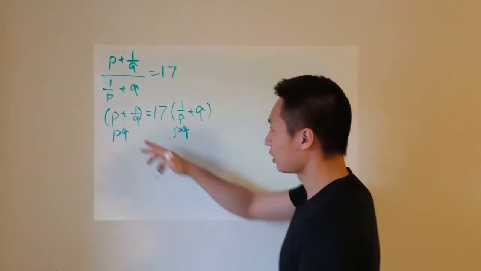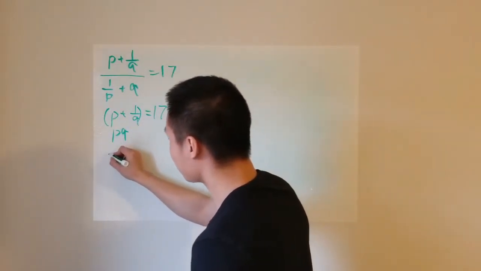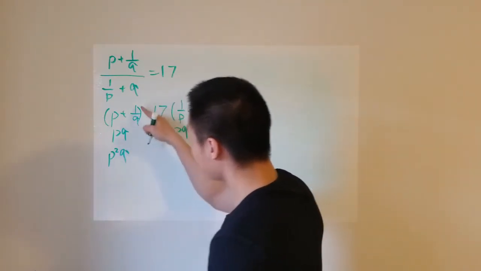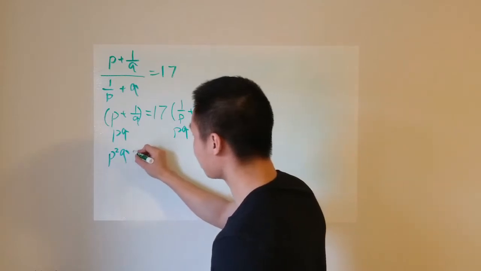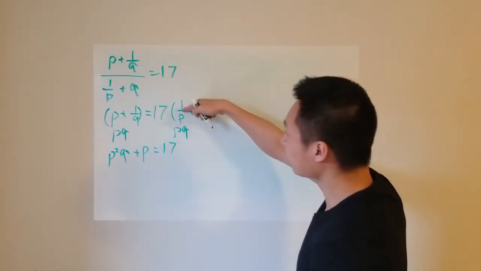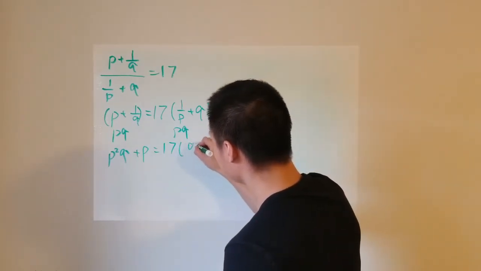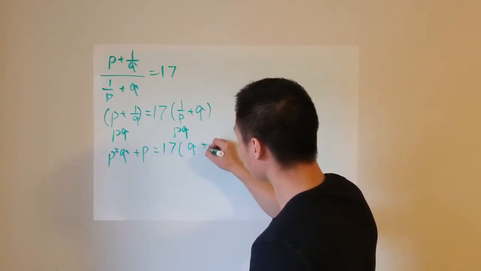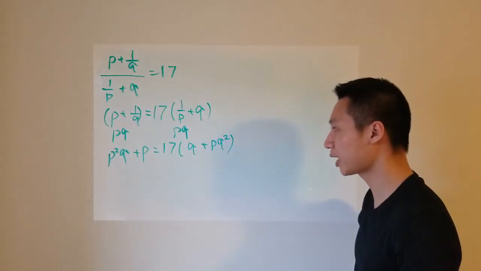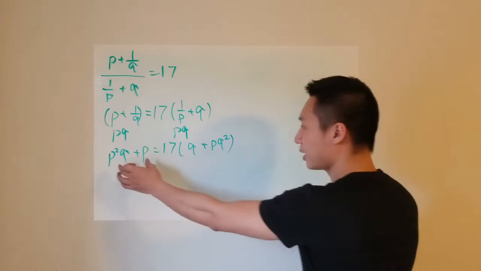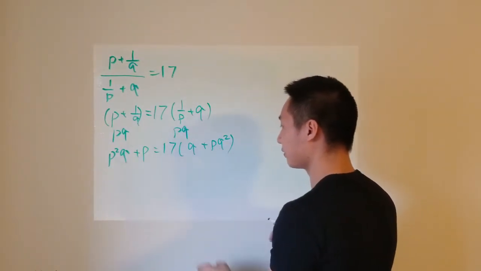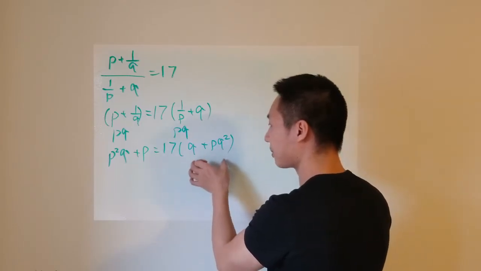So let's do that. p times pq becomes p squared q. 1 over q times pq becomes p. 17 stays. 1 over p times pq becomes q. q times pq becomes p q squared. Okay, well, actually, this expression kind of looks like this, so let's keep factoring to see if they actually have the same thing left.